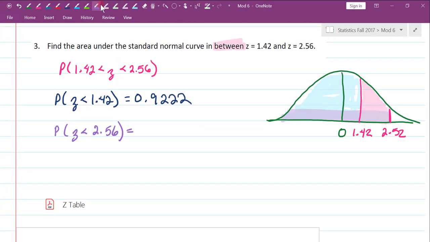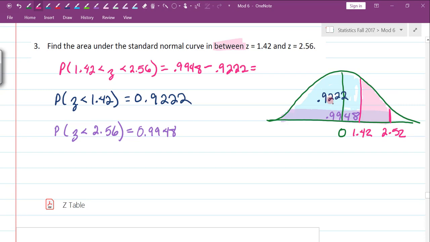So the area in the blue here is 0.9222. The area in the purple is 0.9948. And what I need to know is what is the area in the pink, okay? To calculate the area in the pink, I'm going to take the area in the purple, which is 0.9948, and I'm going to subtract the area in the blue, which is 0.9222. And that difference, if I take this whole purple and I deduct this blue, what do I have left? The pink.